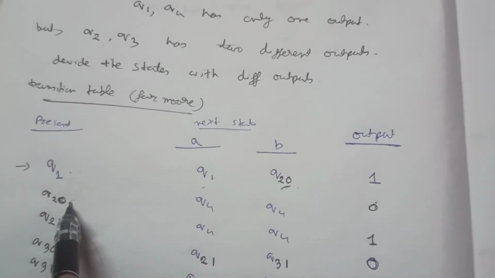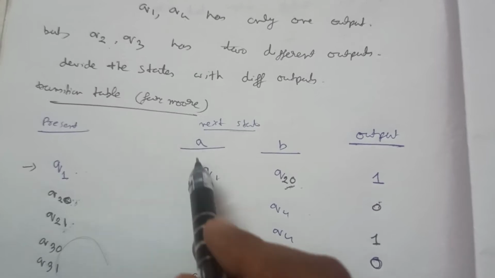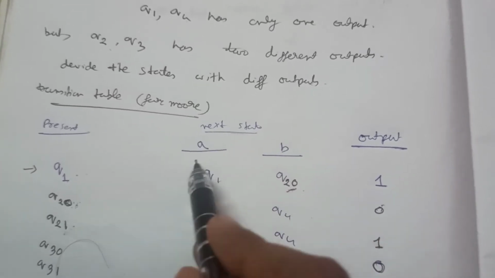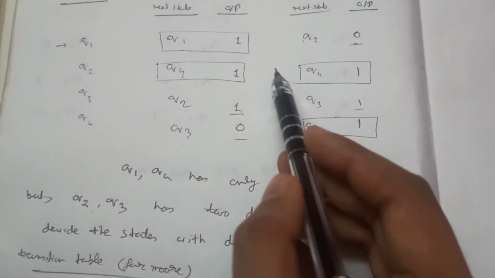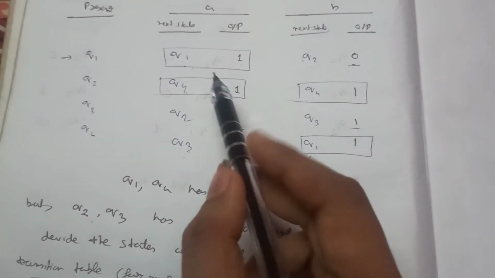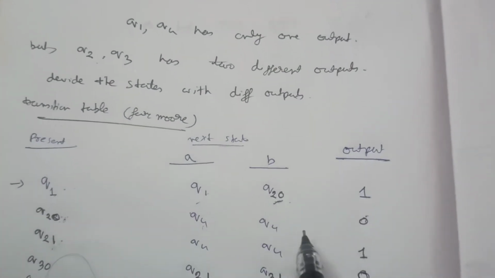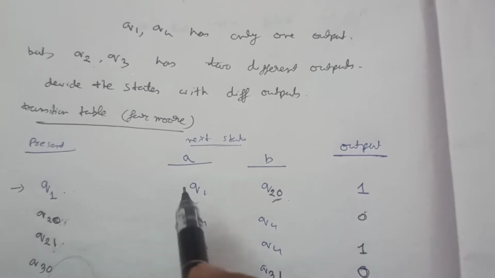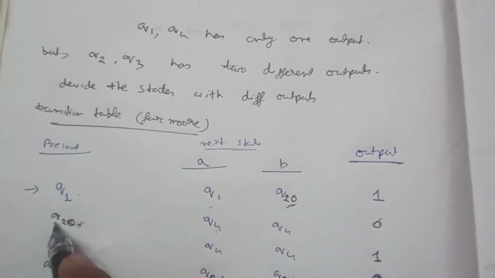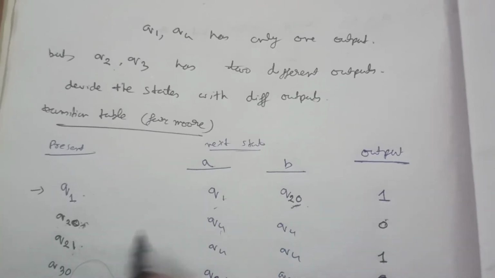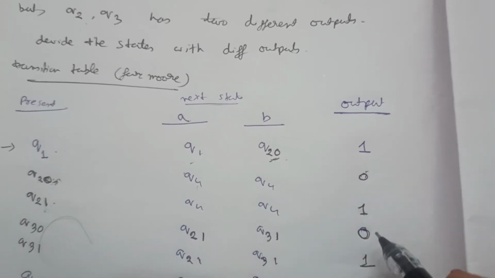Again for the q2 0 state we will see. For q2 0 and q2 1, both will go to a similar state for the same input symbols. Both will go to q4 for input symbol a, and for input symbol b also. So it will be q4 for input symbols a and b. But what will be the output? We have already divided the states according to the outputs. For q2 0 the output will be 0, and for q2 1 the output will be 1. Similarly for q3 0 and q3 1, the output will be 0 and 1.